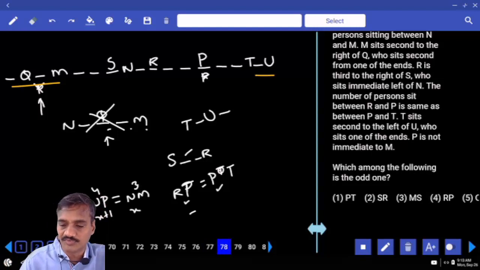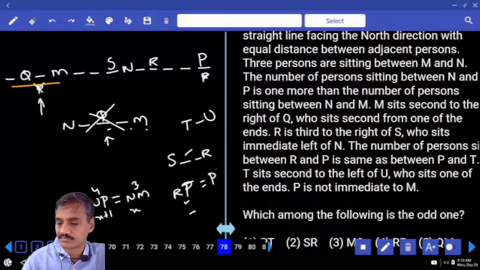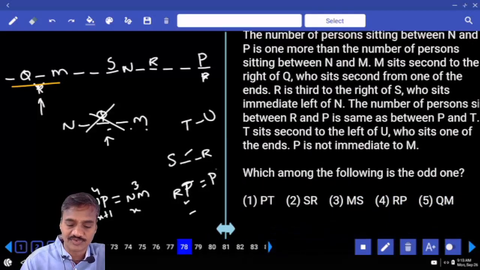And which one of the following is odd one? P and T, there are 2 persons. S and R, there are 2 persons. M and S, there are 2 persons. R and P, there are 2 persons. And next one, what is the next choice we have? And Q and M, and there is only 1 person, choice 5 is the odd one.